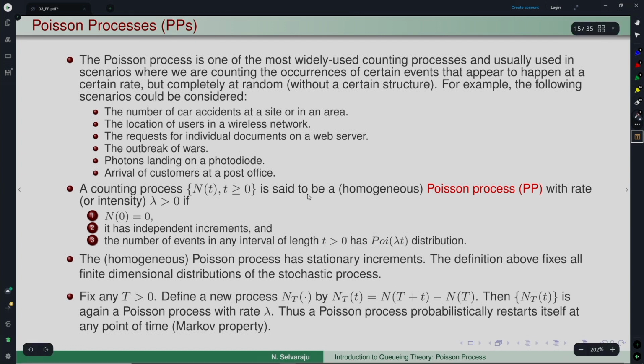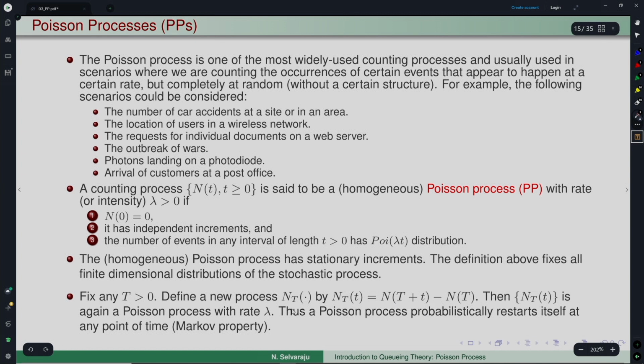This definition fixes all the finite dimensional distributions of the stochastic process, because if you want to know completely about a stochastic process, you need to know its finite dimensional distributions. Now, fix a particular time capital T which is strictly greater than 0. Define a new process N_T(t) as N(t+T) minus N(T), where N is the original Poisson process.